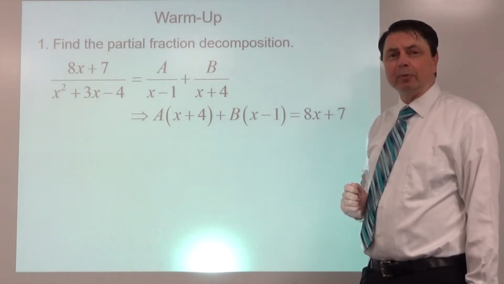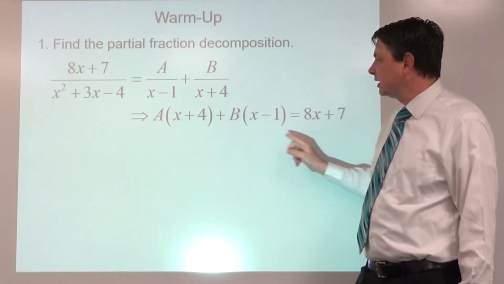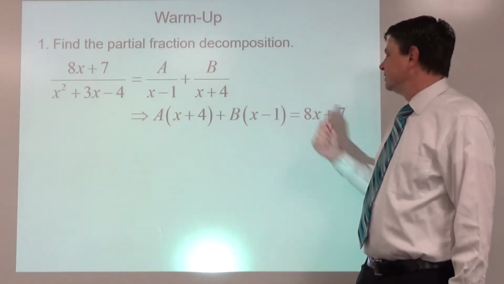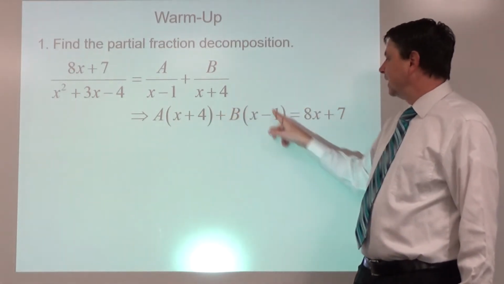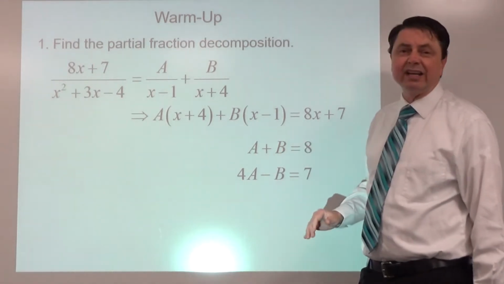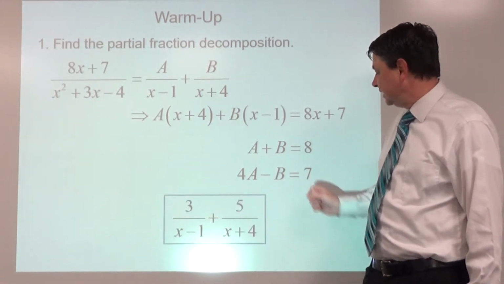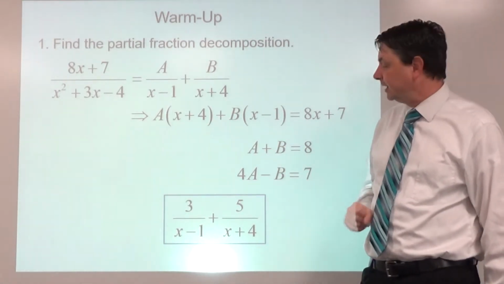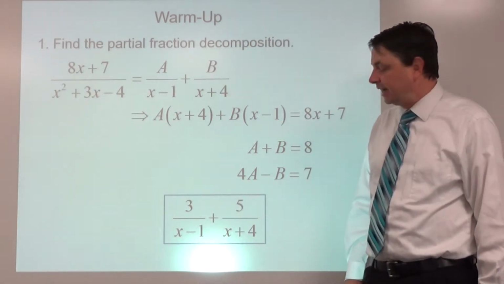So in terms of setting up our system, we've got an x equation. Something's going to equal 8, the coefficient there, and that would be the Ax plus Bx. So the coefficient would be A plus B is equal to 8. And then our constant, 4A minus B, will be equal to 7. There's our system. This one's a nice one to solve by elimination. We'll just add straight down. 5A is equal to 15, so A is going to be equal to 3. And then we can back substitute and find that B is 5 for our answer: 3 over x minus 1 plus 5 over x plus 4.